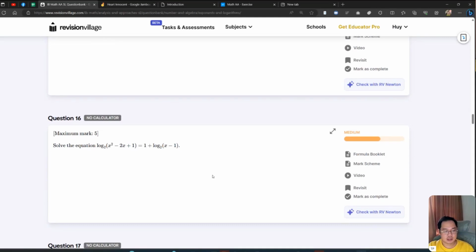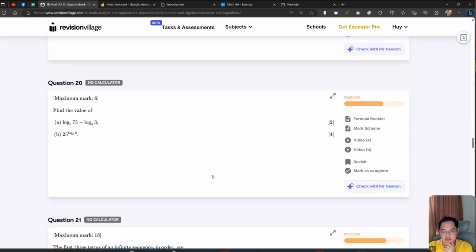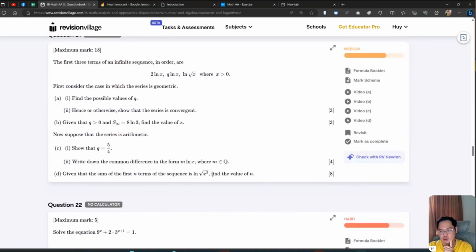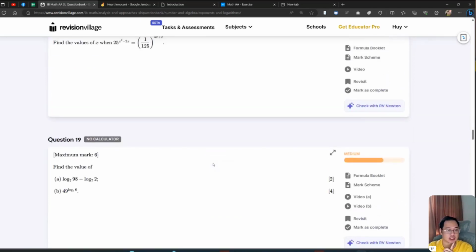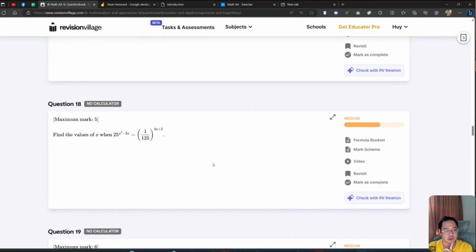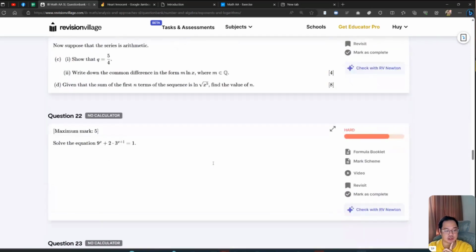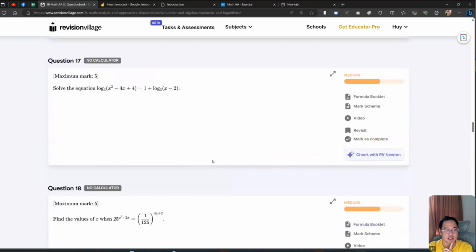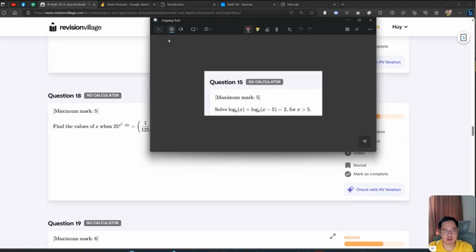Probably the last one, 16, 17. I think we should try. We do not have enough time. Probably tomorrow we do some word problems. The last problem today is a no calculator. A lot of no calculator, huh? Most of the questions here are no calculator. 17, 18. I think 18 is a little bit more difficult. Yeah, do it.